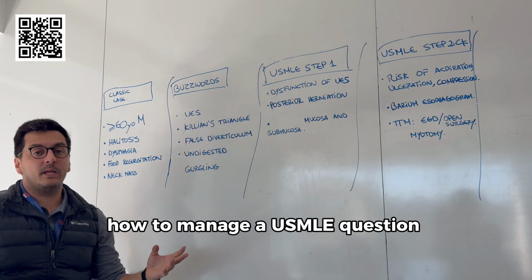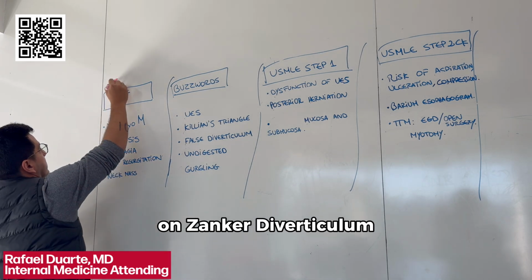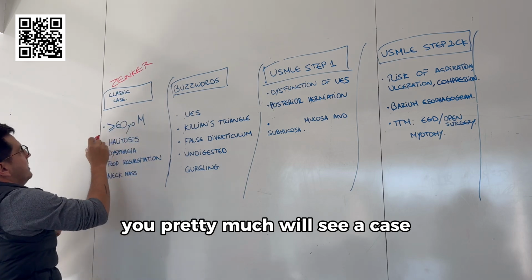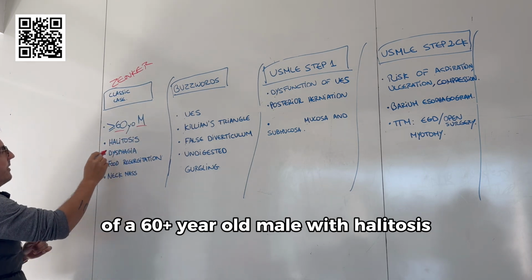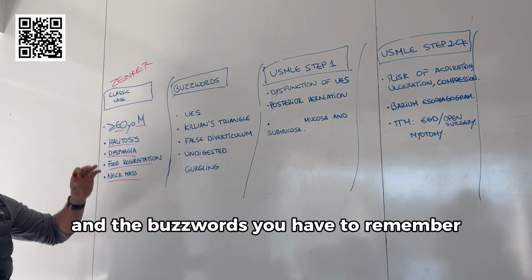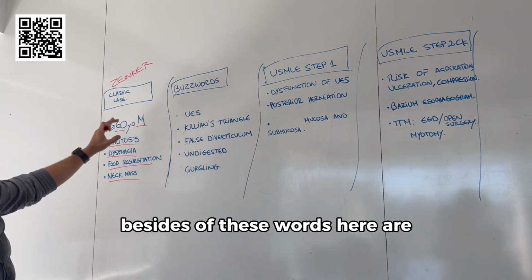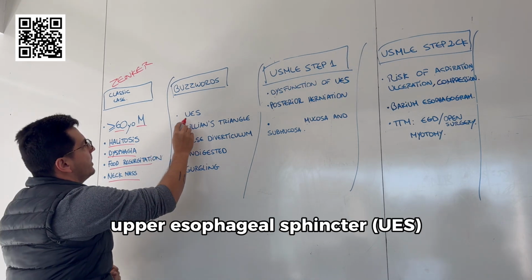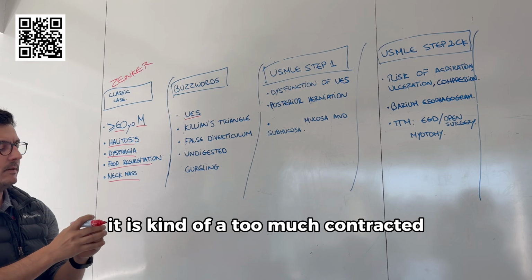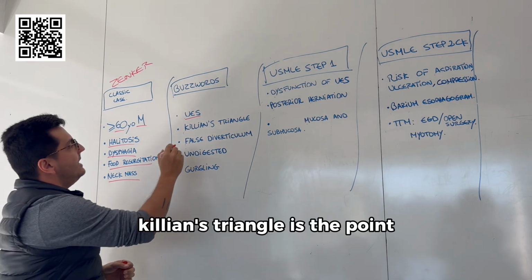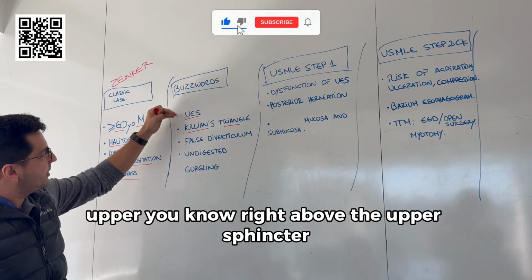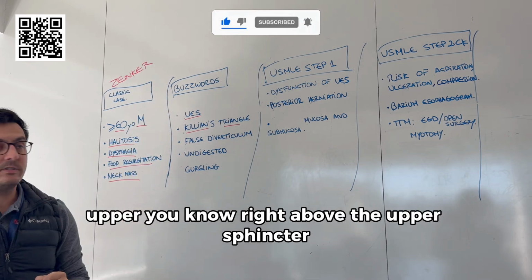So how to manage a USMLE question on Zenker diverticulum, right? You will see a case of a 60-plus-year-old male with halitosis, as we discussed, dysphagia, food regurgitation, and neck mass. And the buzzwords you have to remember besides these are upper esophageal sphincter, which is the cricopharyngeal muscle, right? It is kind of too much contracted. Killian's triangle is the spot of fragility right above the upper esophageal sphincter.